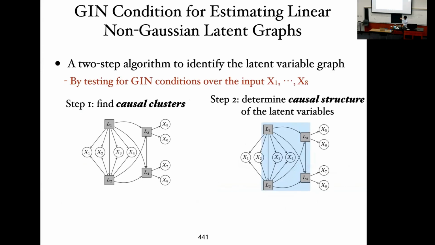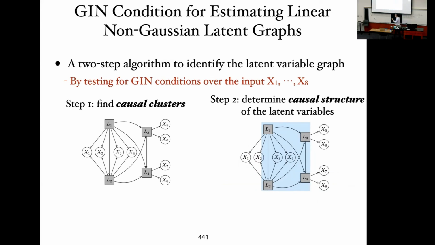Then you can do two things. First of all, you can find the clusters. You can figure out which measured variables are in the same cluster, meaning that they share the same latent causes. As you can see from here, we have cluster 1, 2, 3. And second of all, you can determine the causal order among the latent variables, as you saw from the picture I gave 2 minutes ago. You can really find the causal asymmetry between the latent variables.